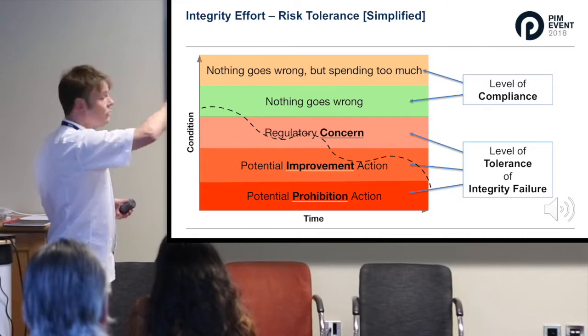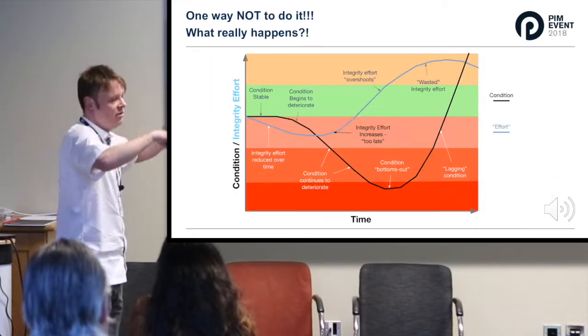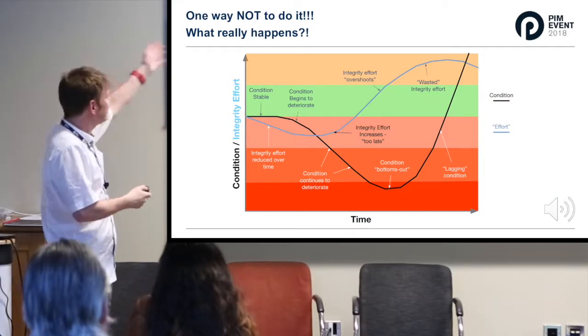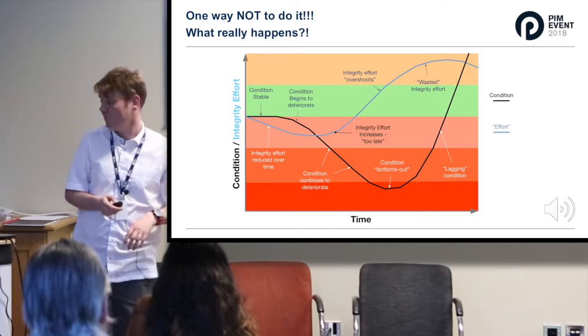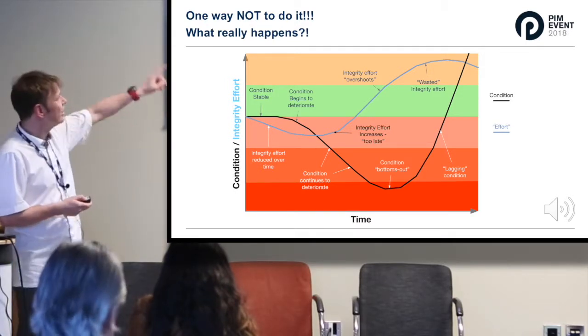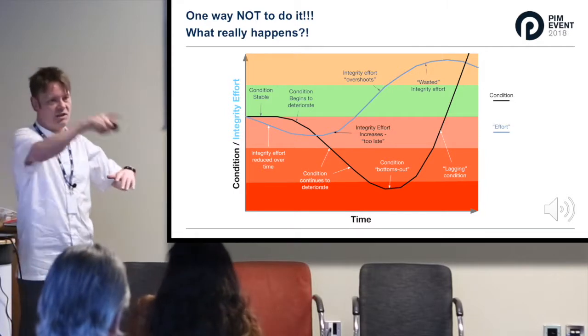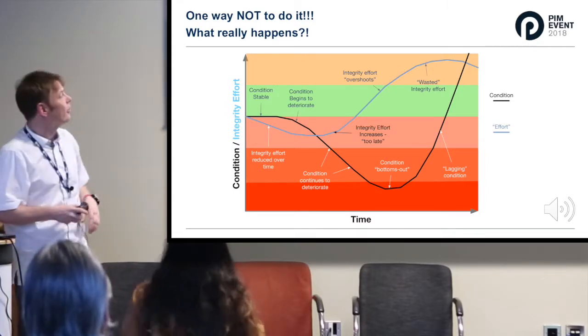I show it as going up and down, because that's how we work. Nothing goes wrong. Oh, it's gone. Oh, let's do something. And you get this sort of cycling. That's where you don't want to be. So the first picture I showed had a nice straight line. I've now brought in this oscillation, and I want to explain where I believe that comes from.